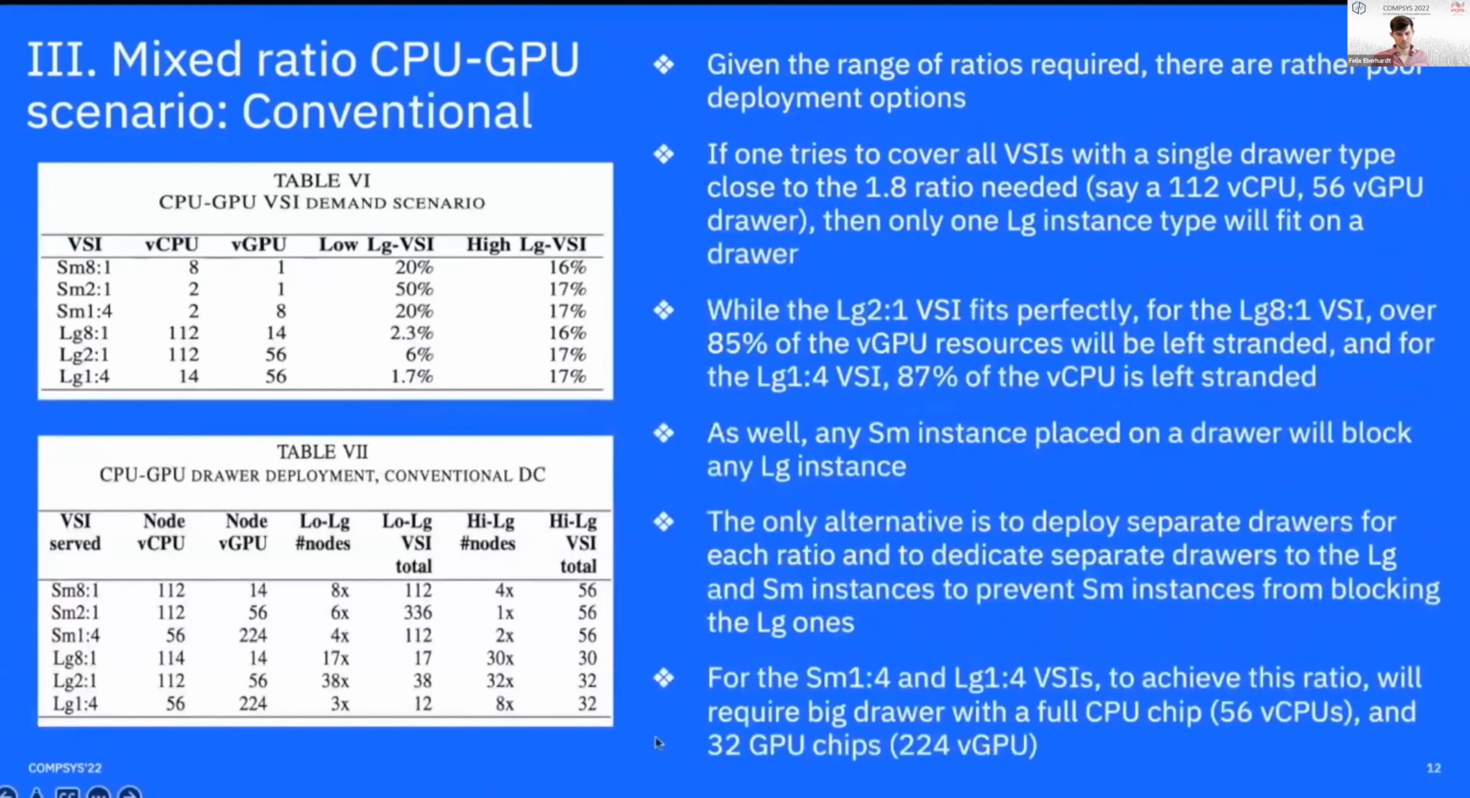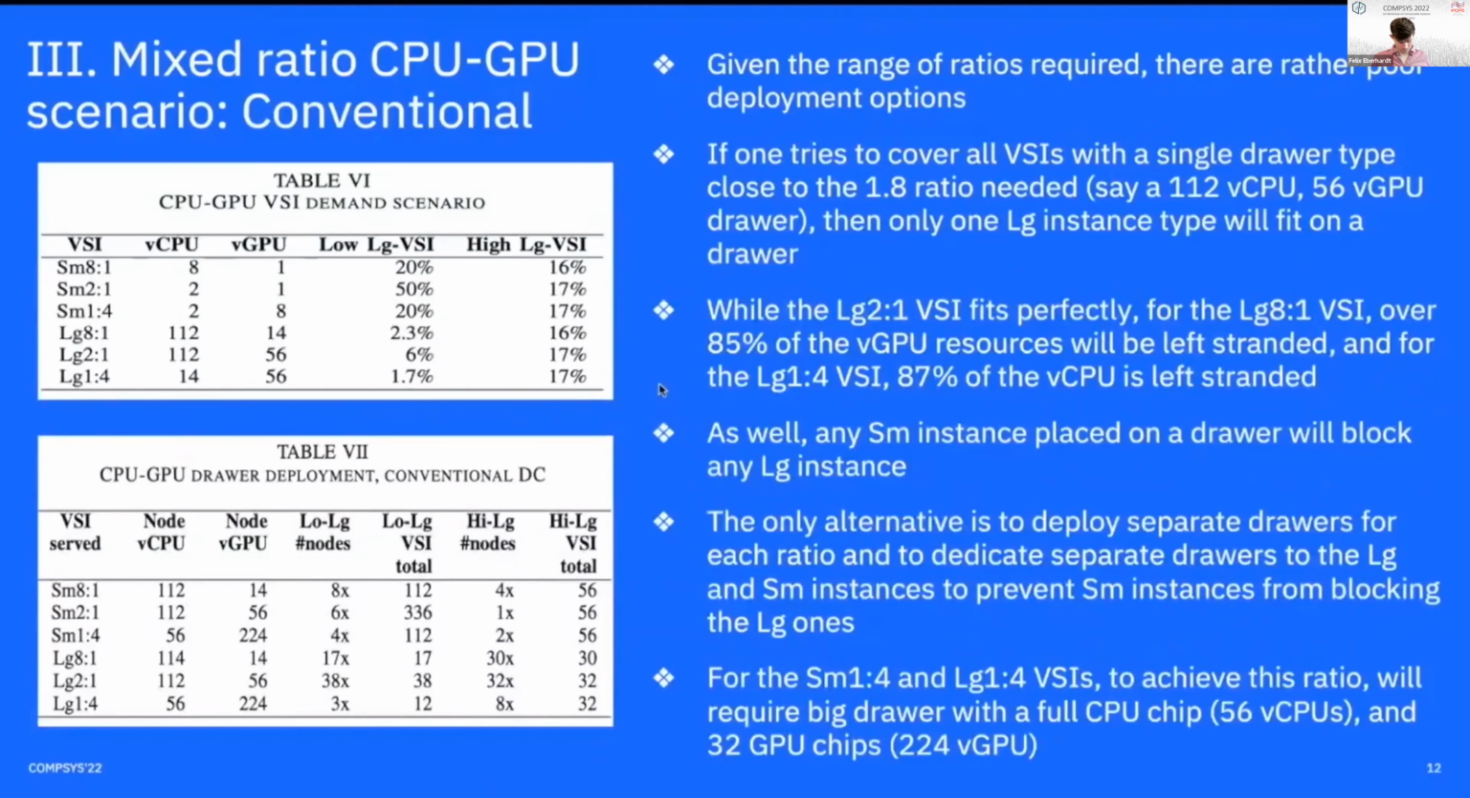there aren't really any good ways to deploy for a conventional, because if one picks a single ratio, then the other ratios are going to have a much harder time, are going to leave a lot more stranded resources. And so one really needs to deploy 6 different types of drawers.